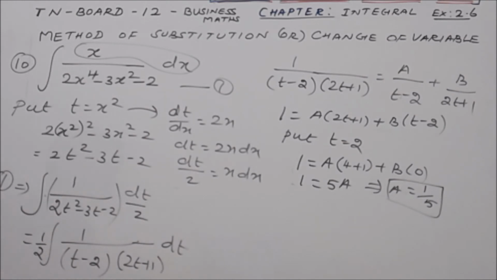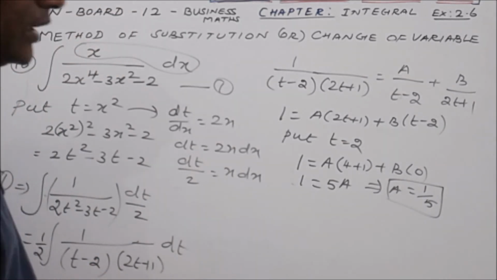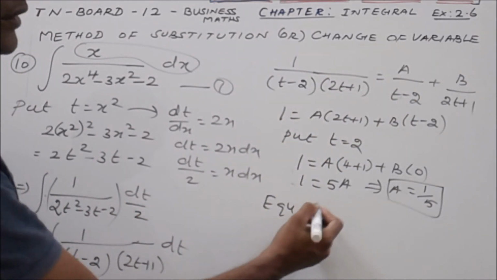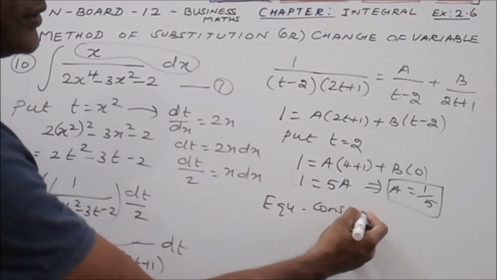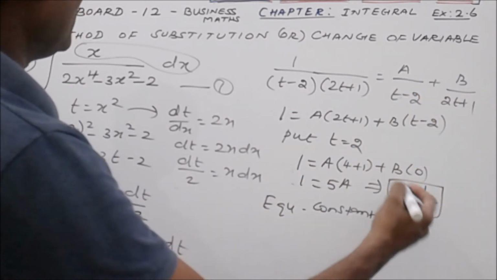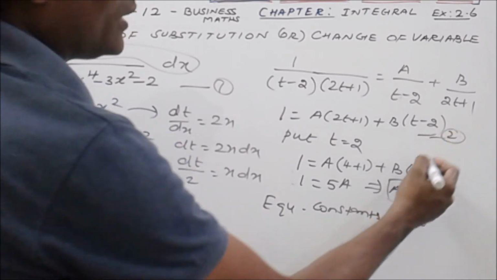Then we can move to the value of b. To find b, equate the constant terms on both sides of the given equation. Equating the constants.